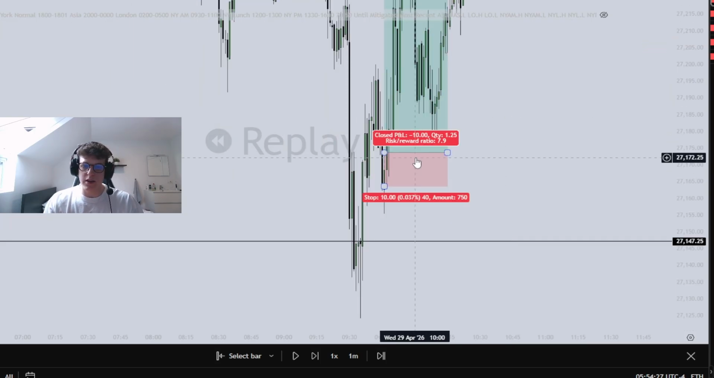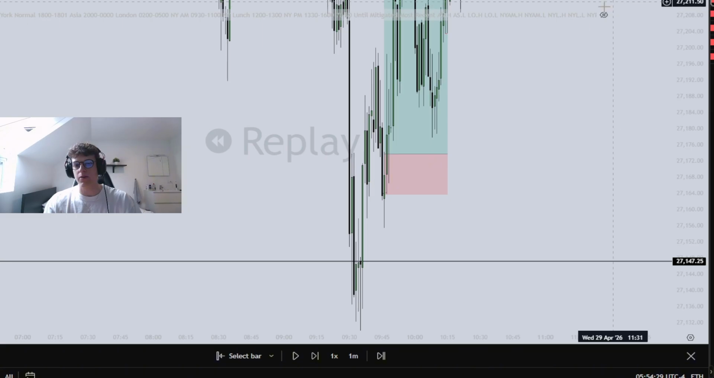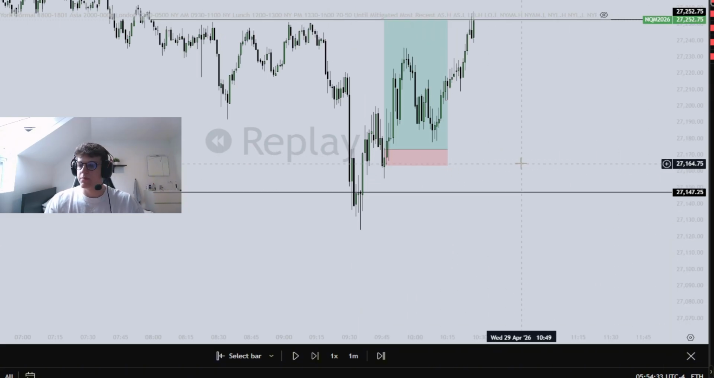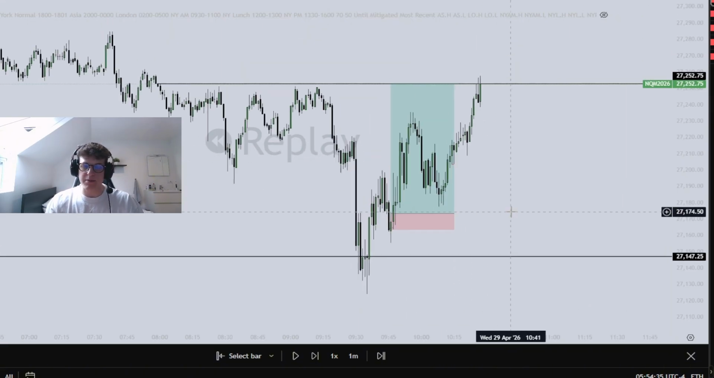For now, the 10-point stop does work, but you are gonna have times like this that you get messed over with your fill. But I'm still pretty fine with how I did. My bias was right, my conditions were right, and I can't really do more than that.